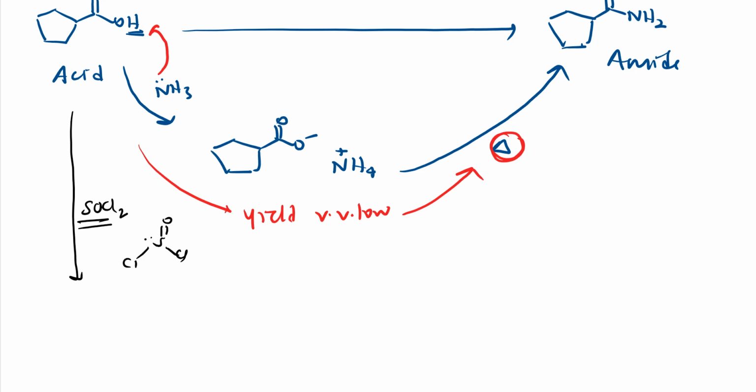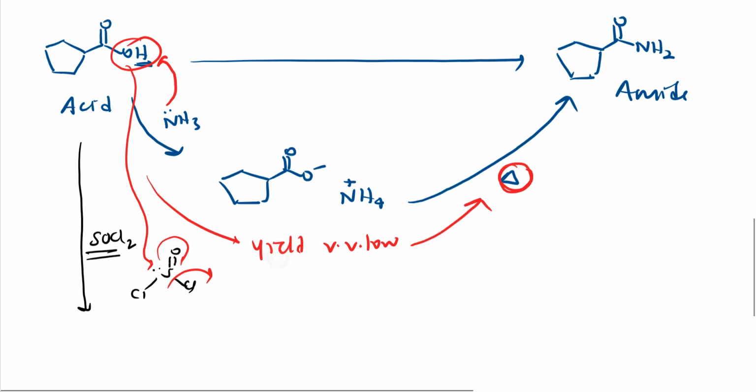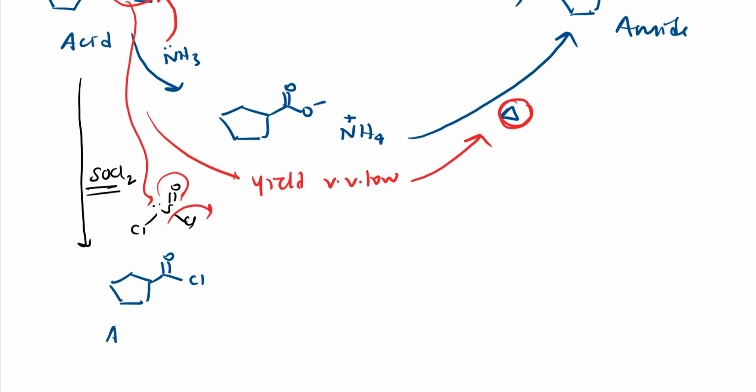This sulfur reacts with this oxygen and makes this oxygen a good leaving group. So it will convert this acid to this thing. See here, I am going to write here: I have that acid, but it is now converted to an acyl chloride using SOCl2, thionyl chloride.